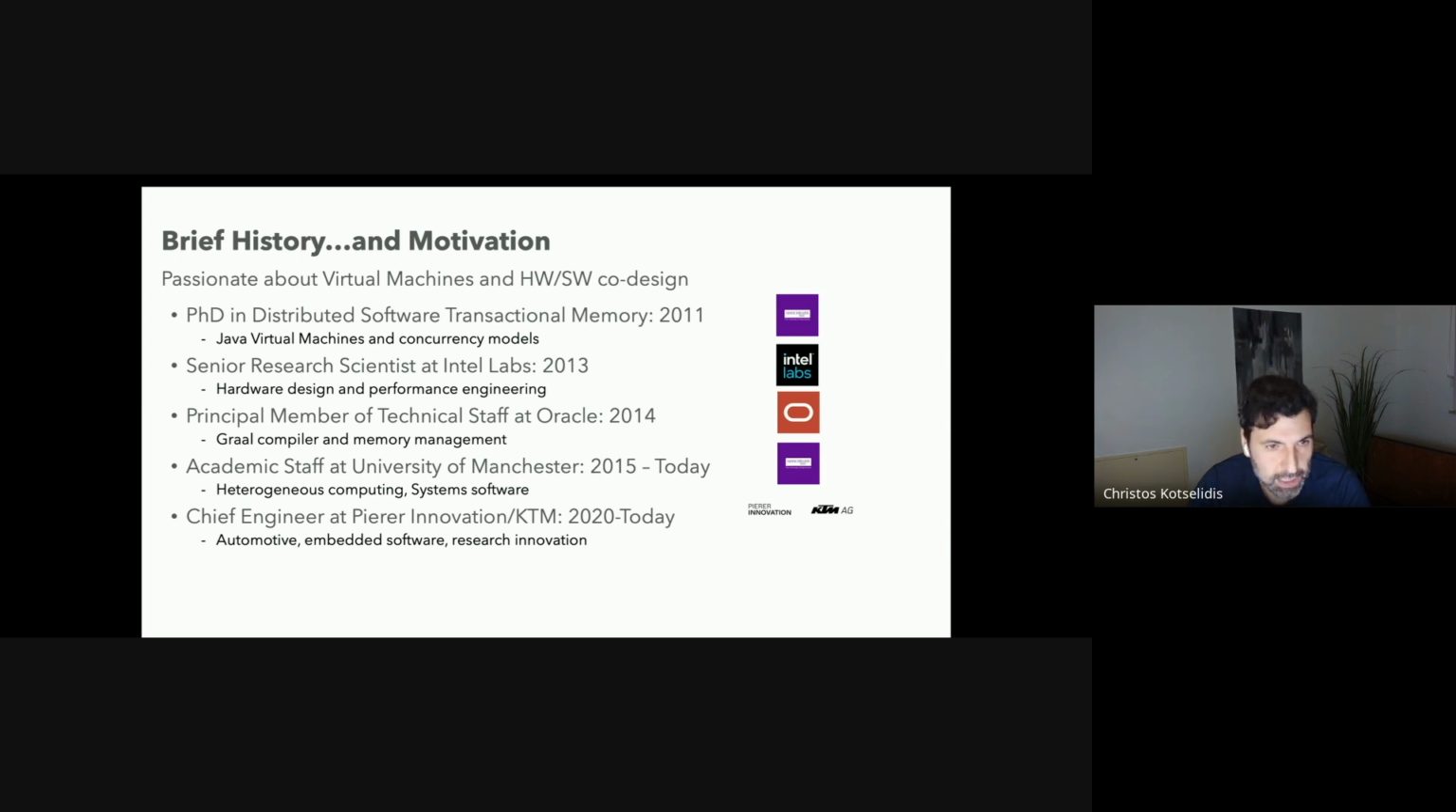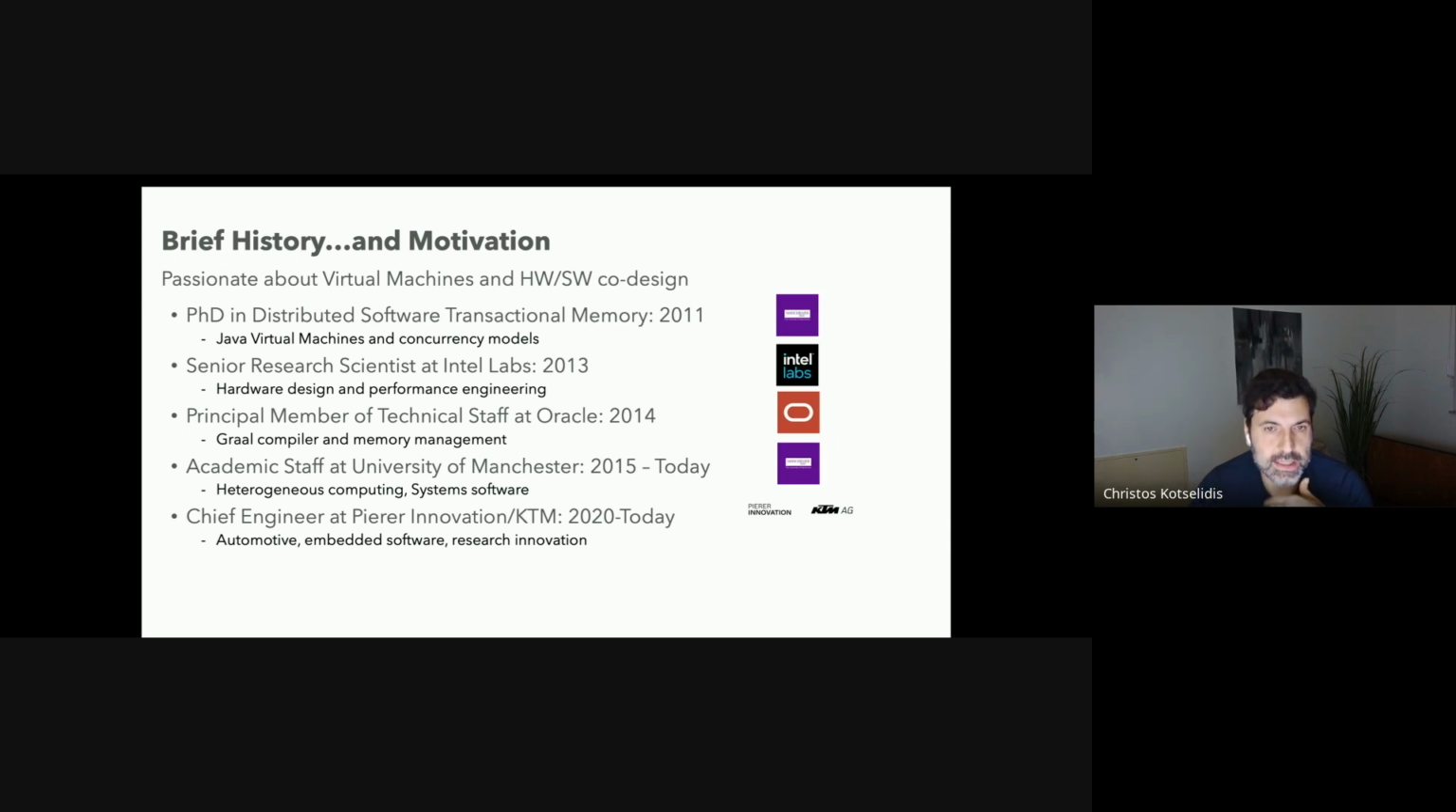So then I went to Intel Labs, I switched completely, and I did some hardware design. Then after 3 years there, I said, okay, maybe it wasn't a very good choice. Maybe I want to go back to do software. Then I went to Oracle to do compilers and memory management. And at that point, because I saw the whole stack, I worked from programming models, compilers, runtimes, and hardware, I started developing my own ideas.